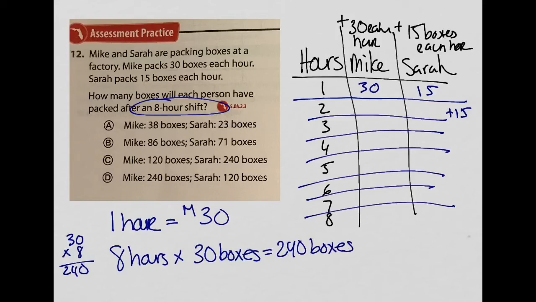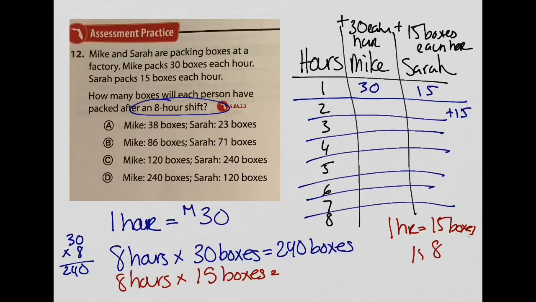Let's look at Sarah. So Sarah is doing 1 hour, 15 boxes. So 8 hours times 15 boxes equals, well, 15 times 8. 8 times 5 is 40. Regroup my 4. 8 times 1 is 8 plus 4 is 12. So 120 boxes for Sarah. I'm going to put a little S up here and an M here for Mike.